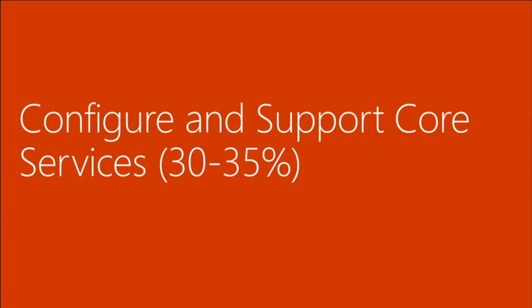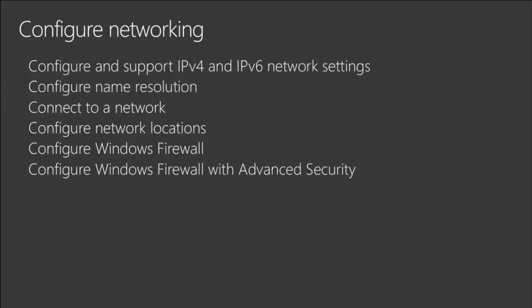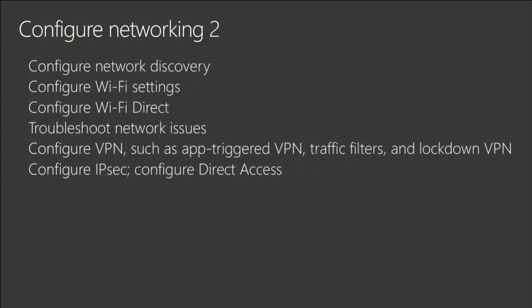Here we are. So this section here is configure and support core services. We're looking at things like networking, storage, data access, applications, and remote management in this section. So again, I'm not going to touch every single bullet point, but we'll go through and have a look at a few of these. Networking is probably the toughest because it's got the longest list of things that you need to know. And I could spend easily an hour on every single one of those. And by the way, that's only page 1 of 2 when it comes to networking.